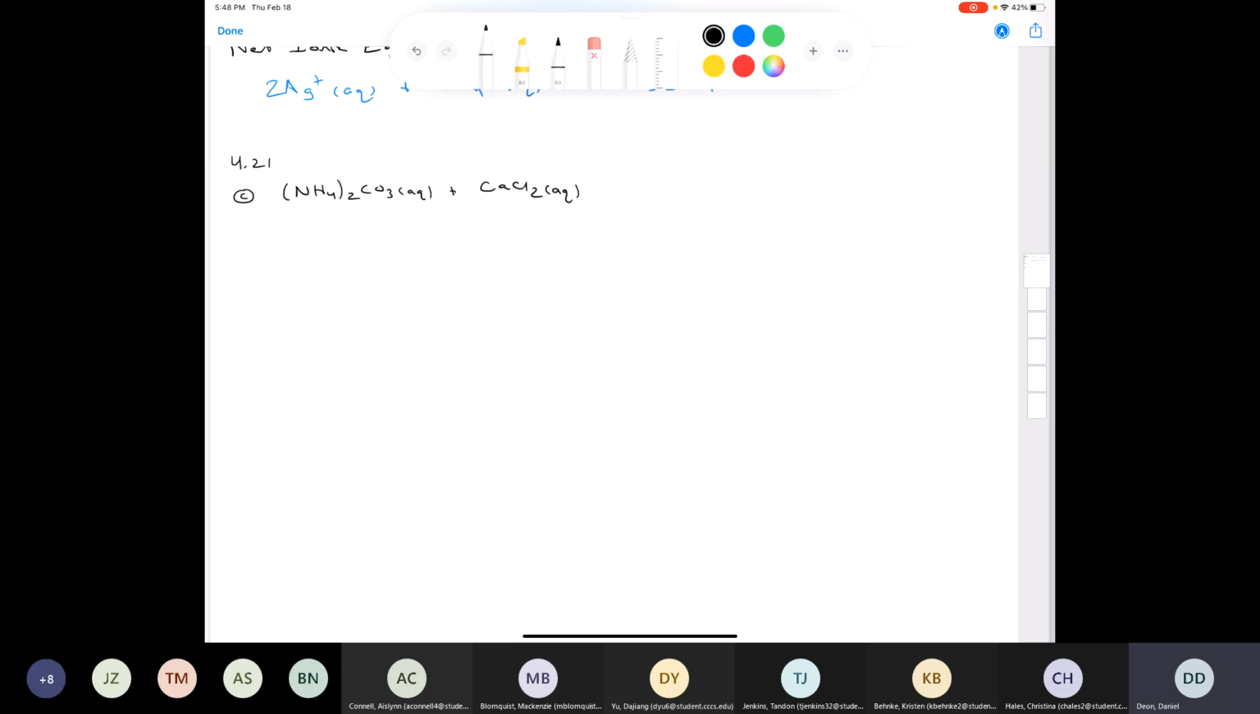Okay, so we've got ammonium carbonate plus calcium chloride. We're going to combine the ammonium and the chloride, and we're going to combine the calcium and the carbonate. So calcium carbonate is CaCO3.